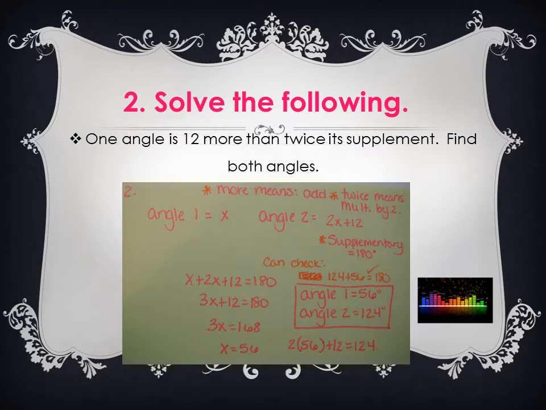Angle 1 is just x, so we substitute 56 in for x, giving us angle 1 equals 56 degrees. Substitute x in for 2x plus 12, and you are given 2 times 56 plus 12 equals 124 degrees. So angle 2 is 124 degrees.